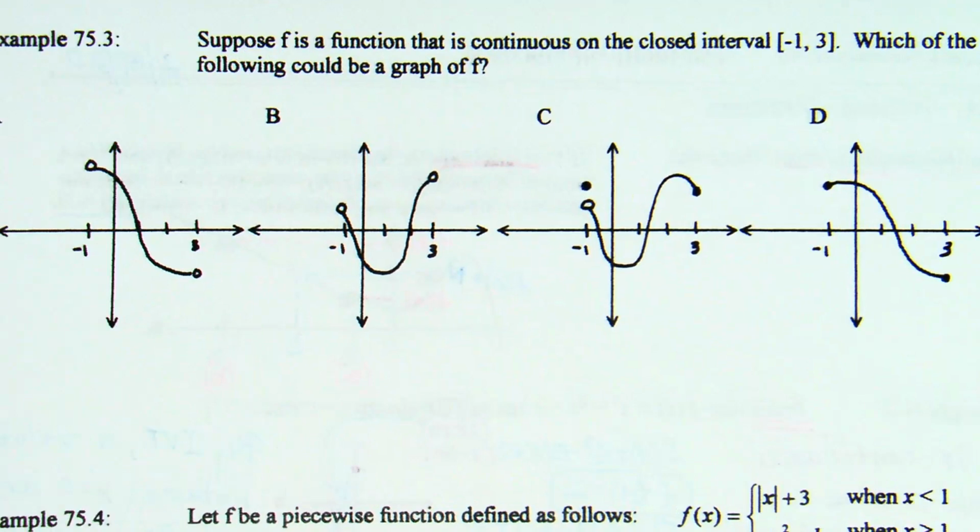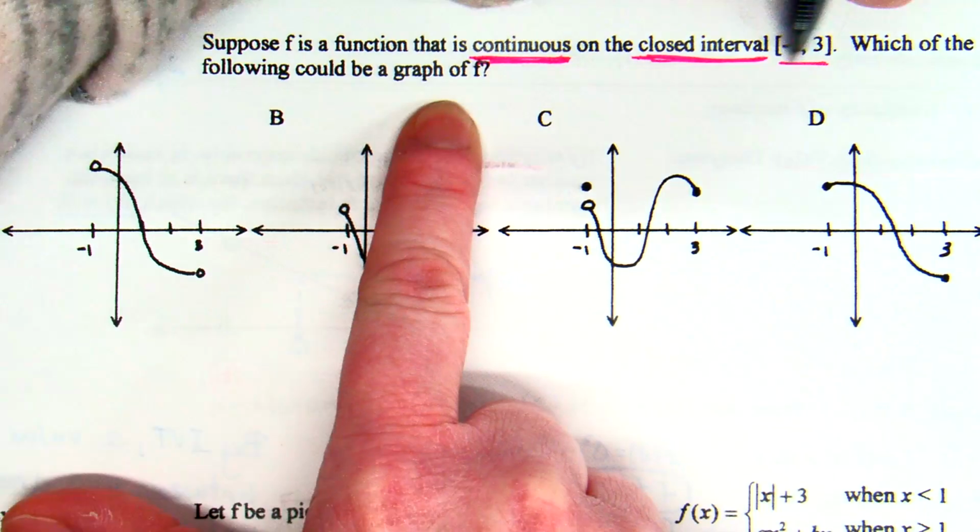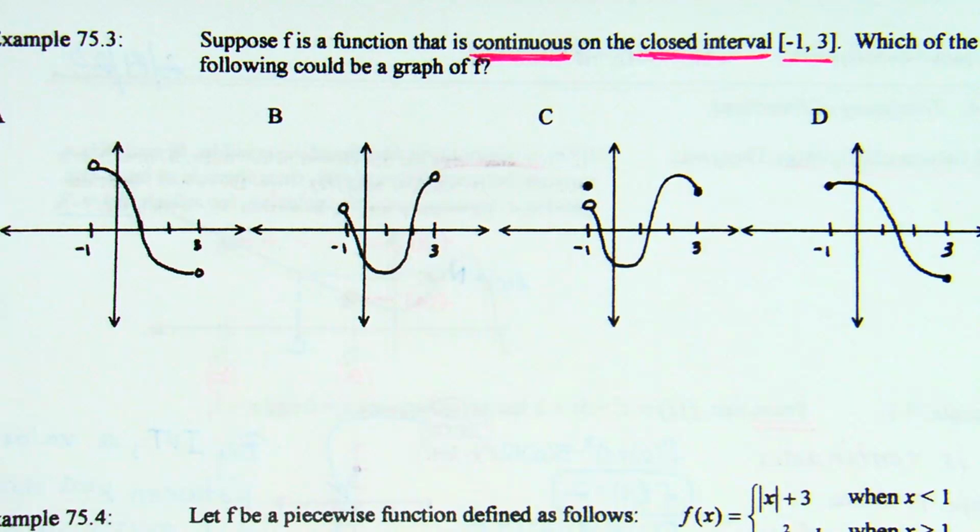Okay, example 3. Suppose f is a function that is continuous on the closed interval -1 to 3. Which of the following could be a graph of f? Okay, so, key definitions. What did you guys see? Continuous, closed interval. So does that mean it has to be D? Has to be D because D is the only one.